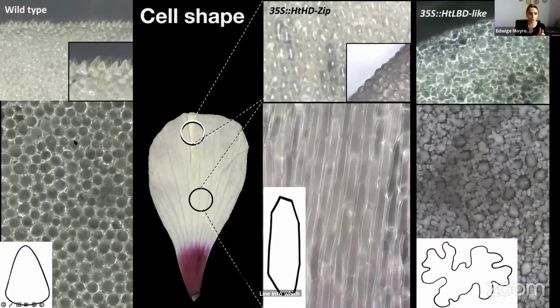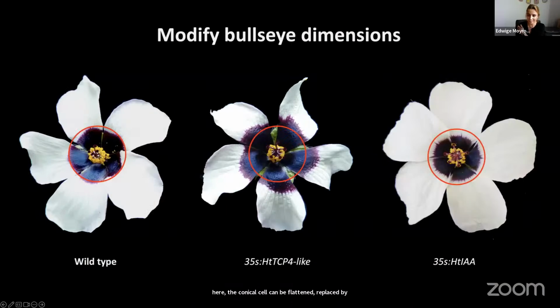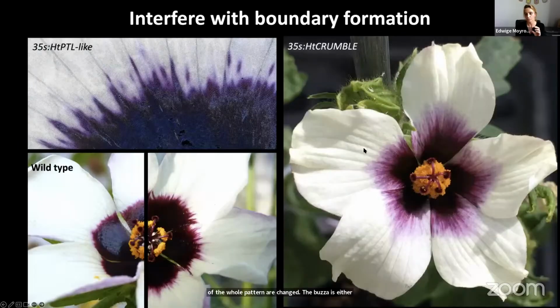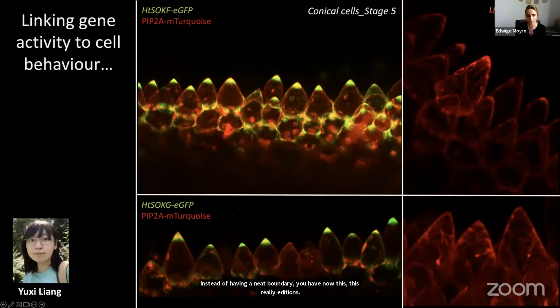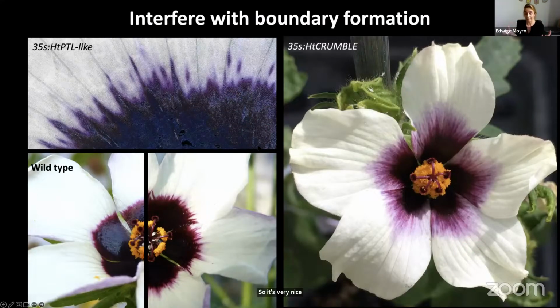For instance, here, the conical cells can be flattened, replaced by flat elongated cells, or even replaced by jigsaw puzzle cells. In some cases, we got all the elements of the bullseye correct, but their distribution is modified so that the proportions of the whole pattern are changed, and the bullseye is either larger or smaller. And finally, we got lines in which the bullseye boundary formation is impaired. So instead of having a neat boundary, you now have this really diffuse transition between the two regions. So it's very nice to find the genes that are involved in petal patterning.